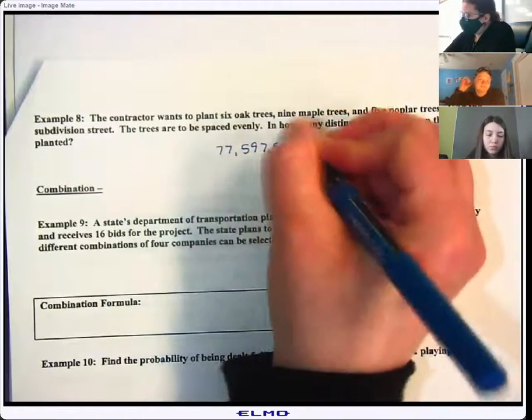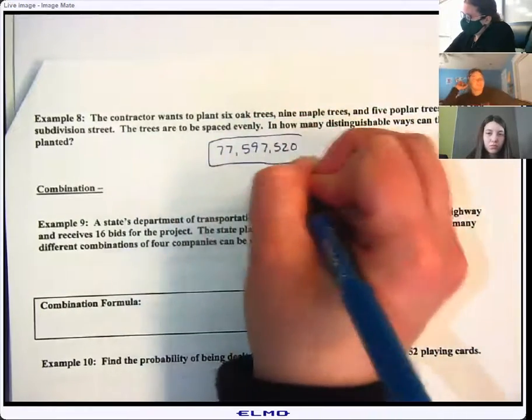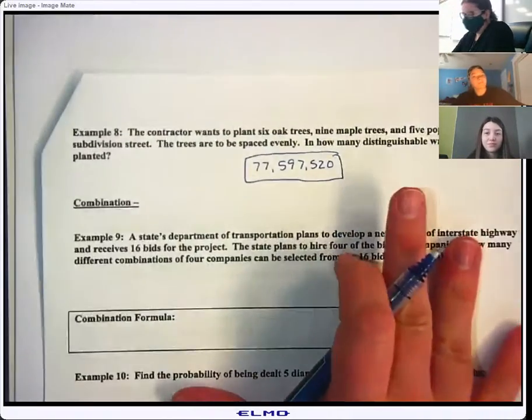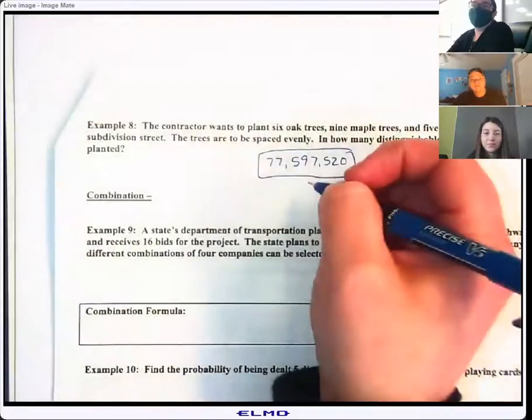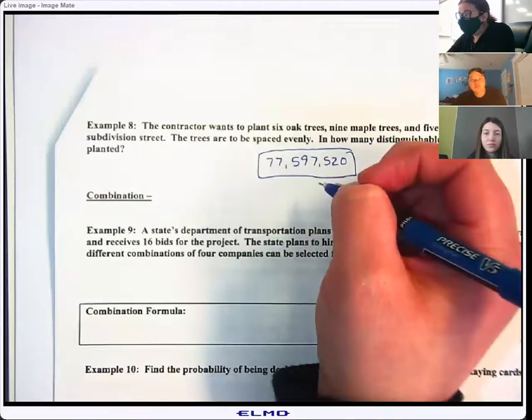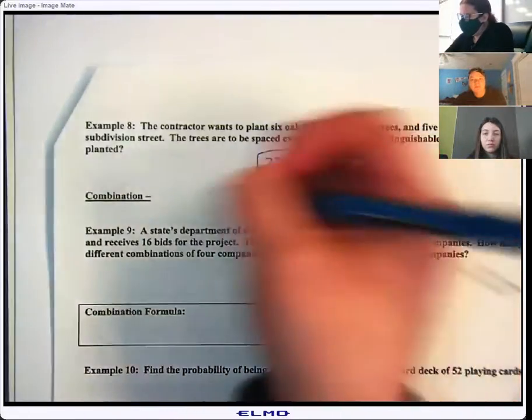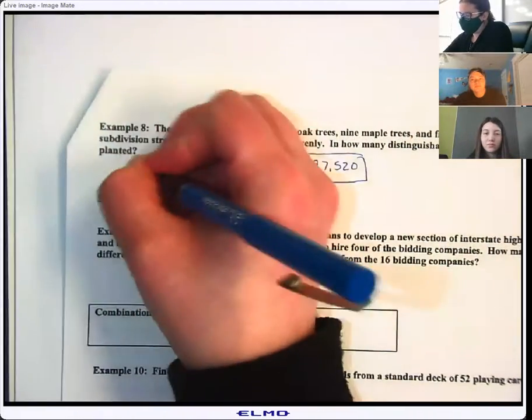77,597,520. Isn't it nice to be able to do this without having to make a list? That would be your problem for the rest of your life. And then you would die and you'd pass it on to your children and you'd be like, we need to know about these poplar trees, children. My teacher asked me a long time ago. All right, go ahead.